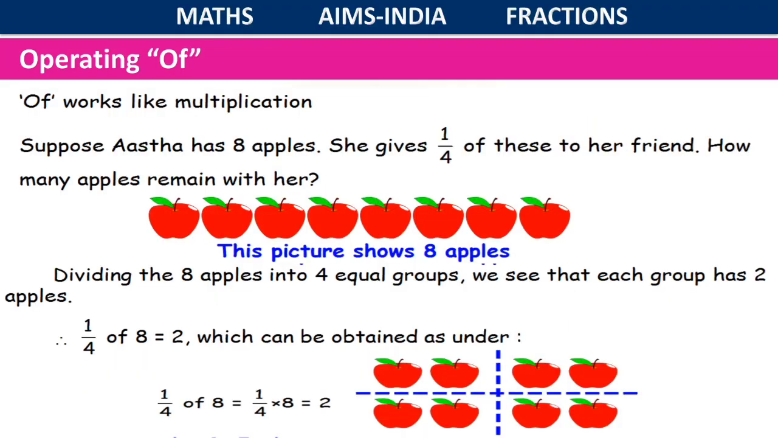This was about multiplication. Now operating of. Of works like multiplication. Suppose Astha has 8 apples. She gives 1 by 4 of these to her friend. How many apples remain with her?